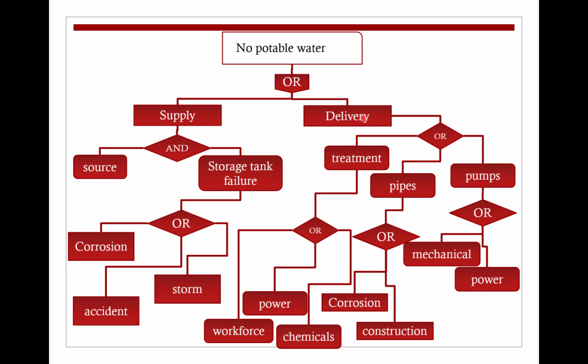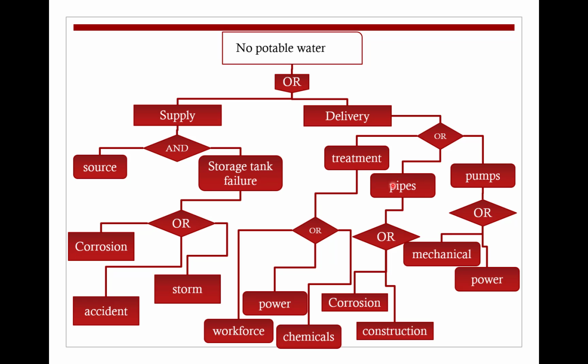But we could still have some delivery issues, and we could have trouble delivering to the customers if we couldn't treat the water properly, or the pipes had failed, or the pumping systems had failed. So these are logically connected through OR gates here. These two are connected through an OR gate, and the supply is connected through an AND gate. So you can see how we could suffer treatment failure if the workforce was compromised, or we had no power to the treatment plant, or we couldn't deliver chemicals that are required to the treatment plant. These are just a few of the possibilities.